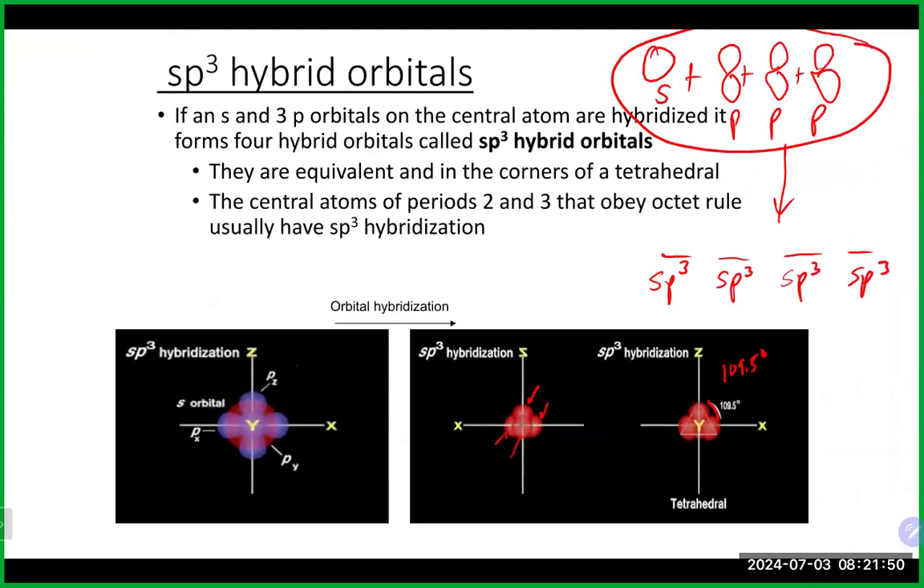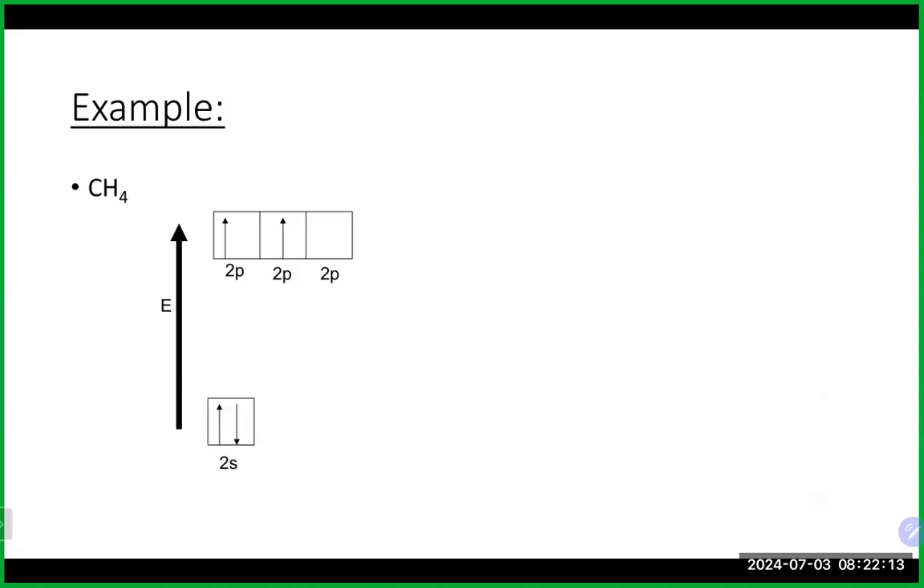If you count up the letters, an s and three p's, that's four, like four electron pairs. That's going to give us our tetrahedral electron pair geometry, which is 109.5 degrees. We see this, for example, in methane. If we look at the carbon here, its electrons are 1s2, 2s2, 2p2. These are the four valence electrons in carbon.